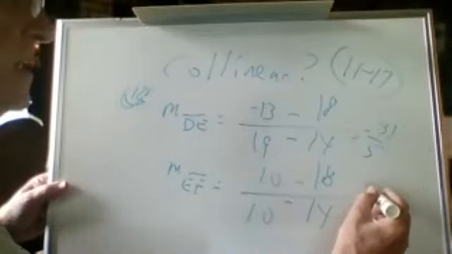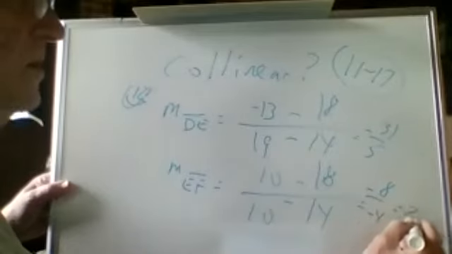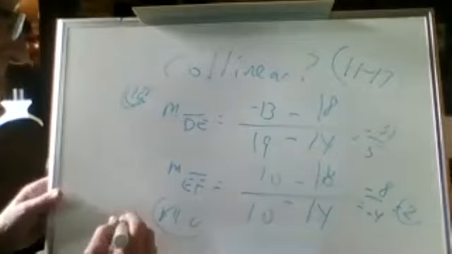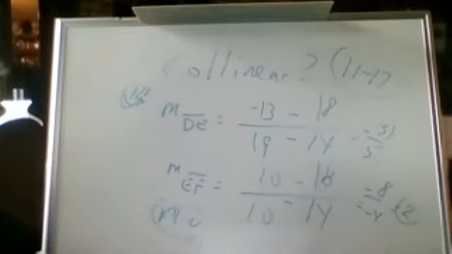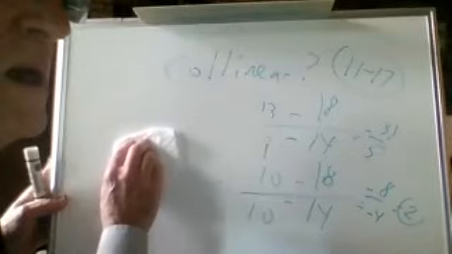10 minus 18 is -8. 10 minus 14 is -4. That is 2. And obviously 2 does not equal -31 over 5. So the answer is no. Okay. All right. So that's how you would do 11, 12, 13, 14, 15, and 16. 17, we'll talk about now, and then 18, we're going to skip.